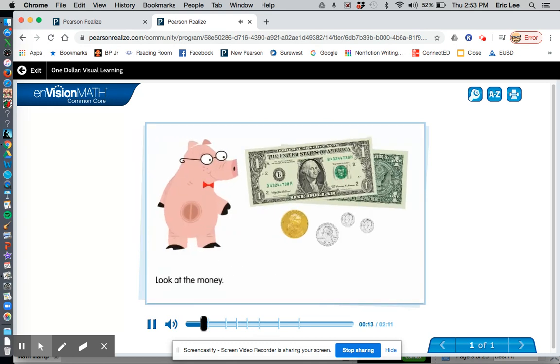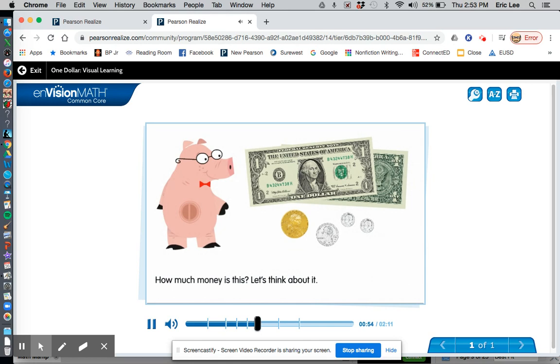Look at the money. What money is shown here? There are 2 $1 bills, $1 coin, 1 quarter, and 2 dimes. What is the value of $1 bill and $1 coin? Each one is worth 100 cents. What is the value of 1 quarter? A quarter is worth 25 cents. What is the value of 1 dime? A dime is worth 10 cents.